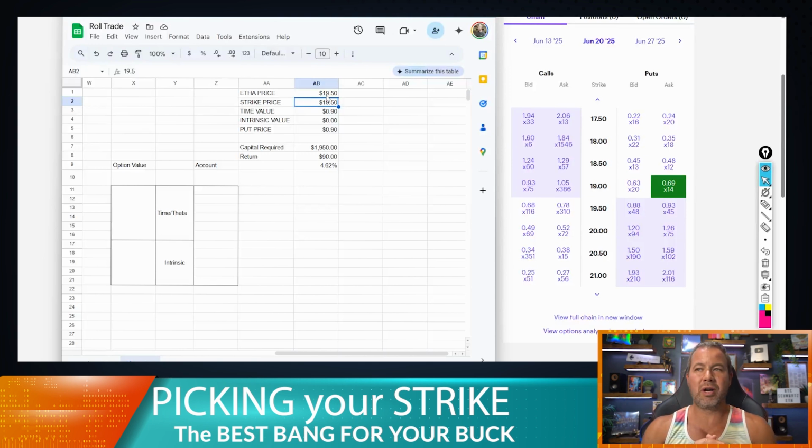You make the entire 90 cents, best case scenario. We don't live in a world where it's always best case scenario, right? So anything above 19.50, if ETHA goes up to 21 bucks, 22 bucks, 23 bucks, you're going to make the full 90 cents. Even if it goes to $1 million, you'd make 90 cents. Your upside is capped at the strike price. Now, let's say it's trading at 19.28 right now, and the ETHA price goes down. Let's say it expires at 19 bucks.